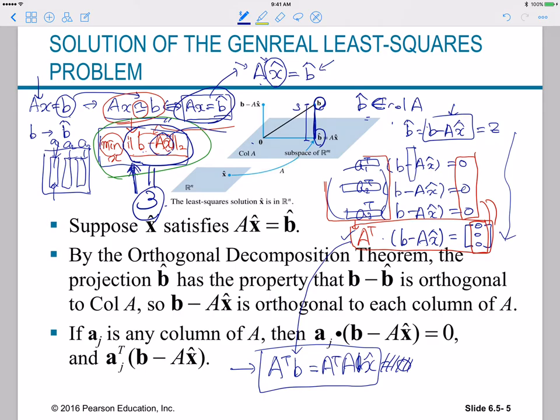Now, if we understand that, then this B hat is always unique, right? And once we find this B hat, the problem boils down to solving this linear system, A x hat equals B hat. So we uniquely obtained this B hat as this vector, and now we have to find the linear combination coefficients to represent this point by using the columns of A.